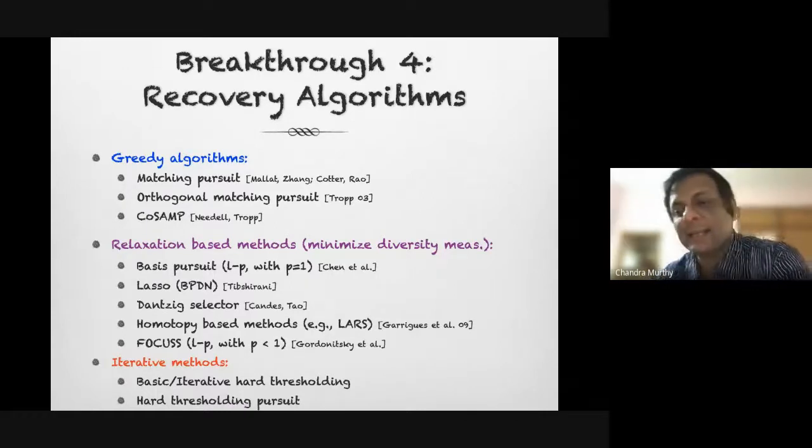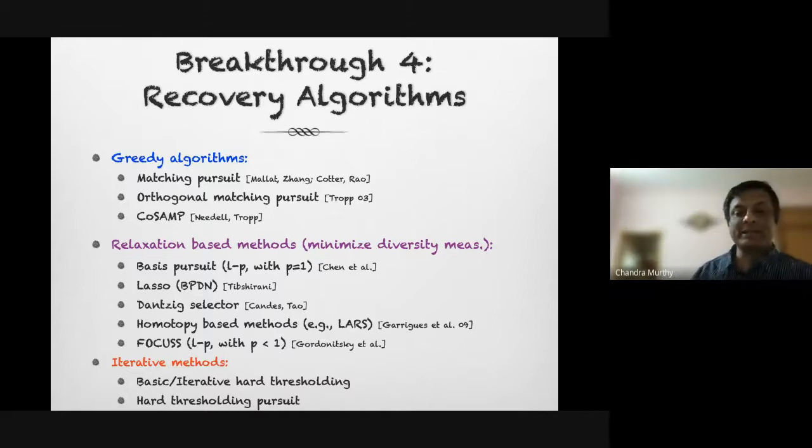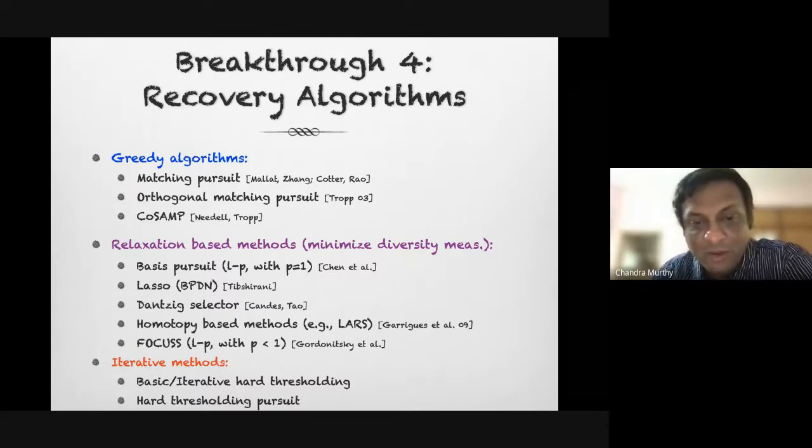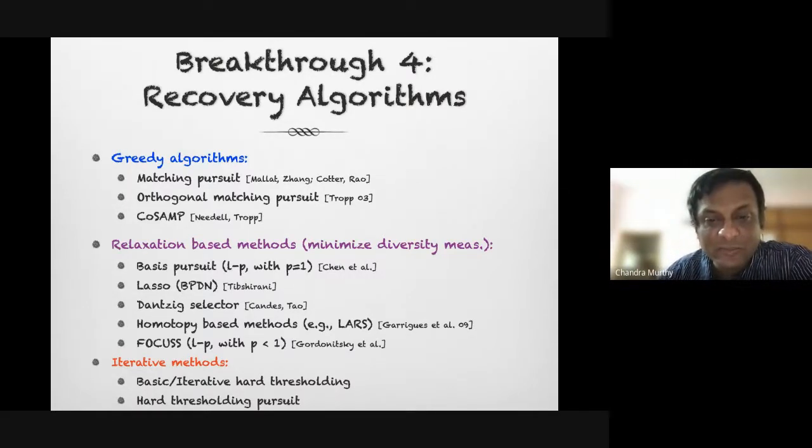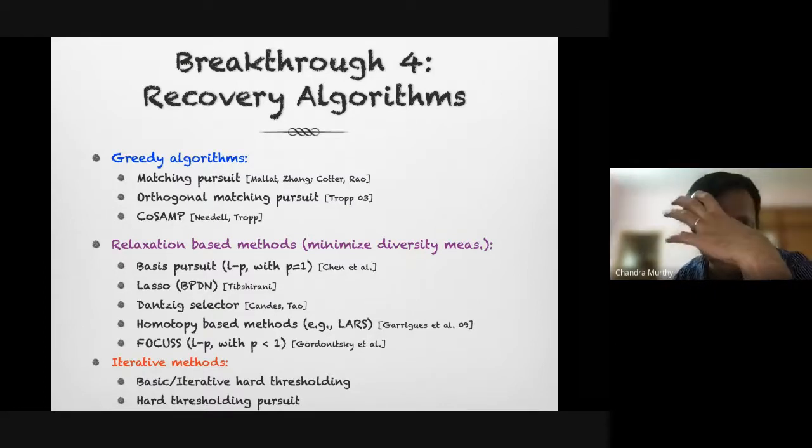Whereas the second class of algorithms are relaxation-based algorithms, where you minimize some form of a diversity measure. A diversity measure is one that somehow counts how many non-zero entries your vector X has. And you want to minimize that kind of a diversity measure, but instead of minimizing the L0 norm, you do something like minimizing the L1 norm, which can then be cast as a convex optimization problem. And so there are several algorithms that try to use this approach.